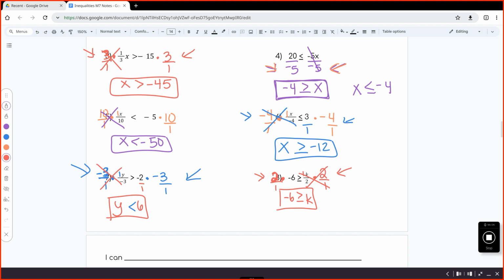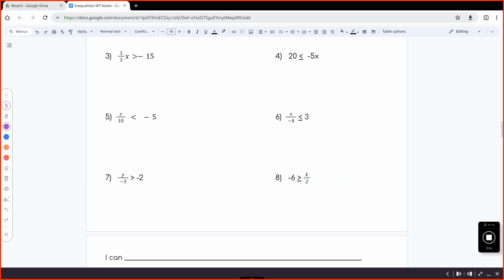Or if you're the type of person that likes to write the variable on the left side, then you have k is less than or equal to negative 6. Right? You could tell by, again, the corner has to be next to the k. As long as the corners are where they belong, then the inequalities are the same. All right, so that's it. Hopefully you learned how to solve inequalities with multiplication and division.